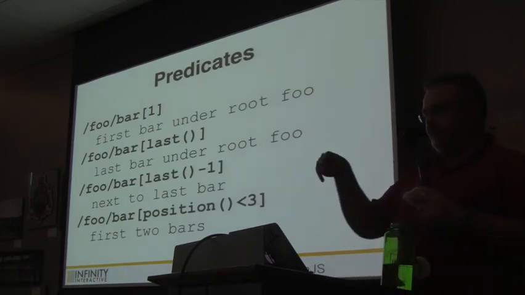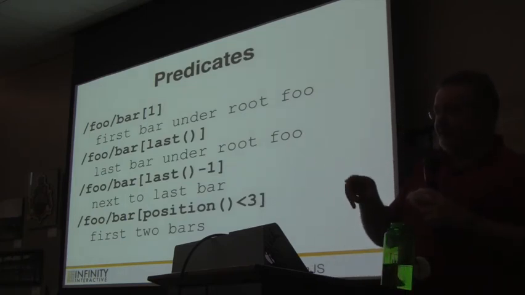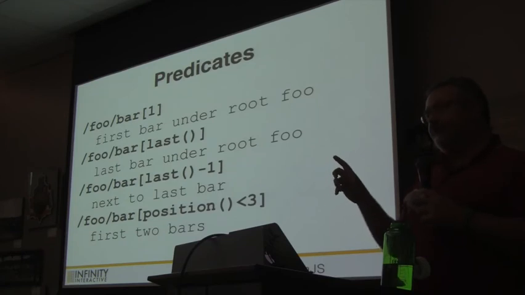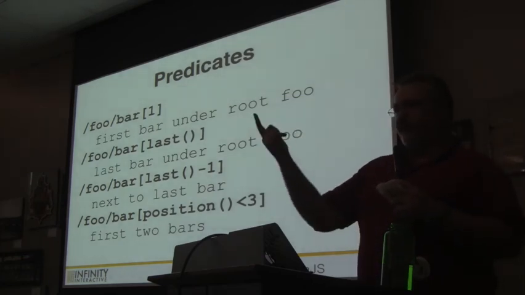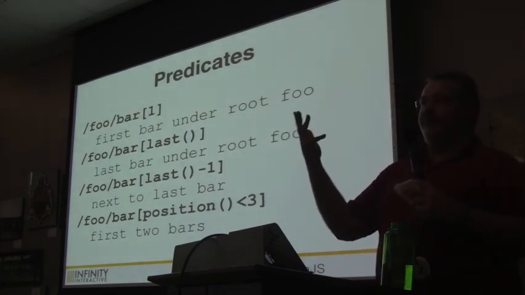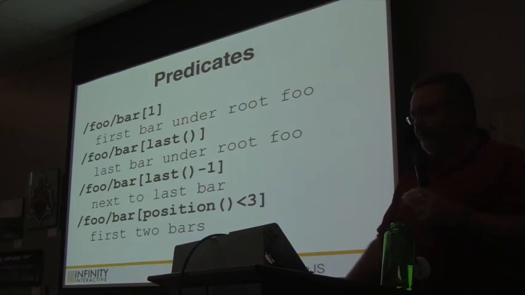So these things are called predicates. You can get the first one, the last one, and you can get the penultimate one if you want. You can get all of them where the position is less than 3, so 1 and 2, the position of each one, right? 1 and 2 are less than 3.